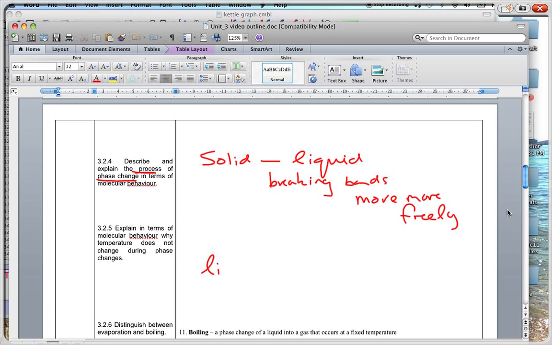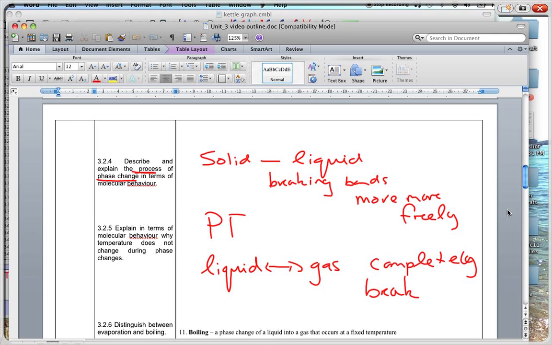And then when you're going from a liquid to a gas, basically it's a complete breaking of those bonds. And in each case, the potential energy is increasing during that time. And hopefully you understand why the temperature does not change during a phase change. All that energy is going to increase the potential energy. Okay, so I hope that makes sense.